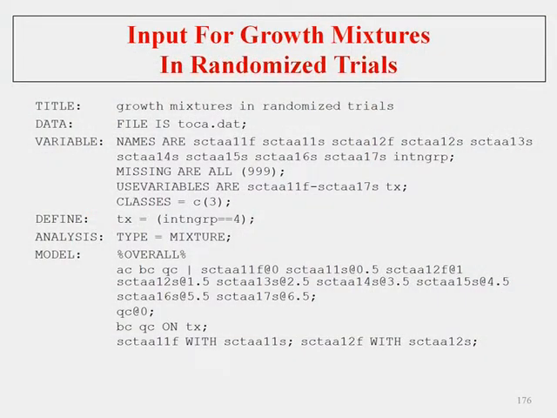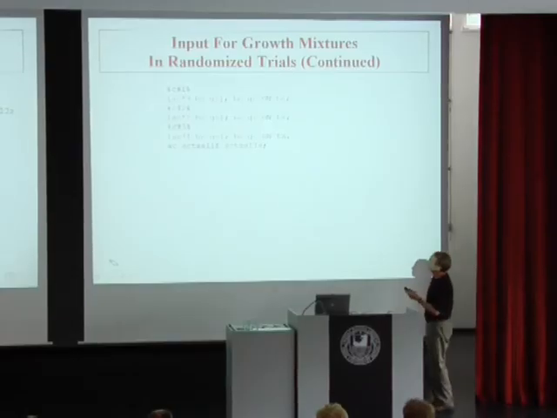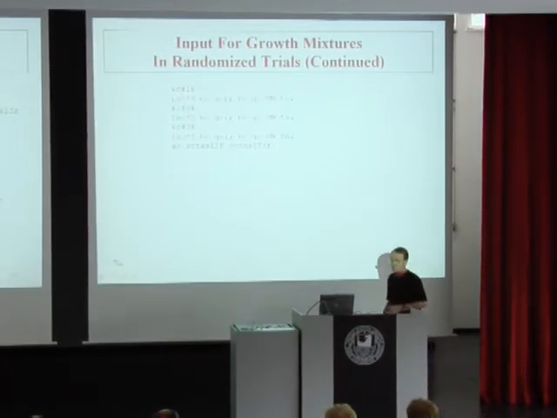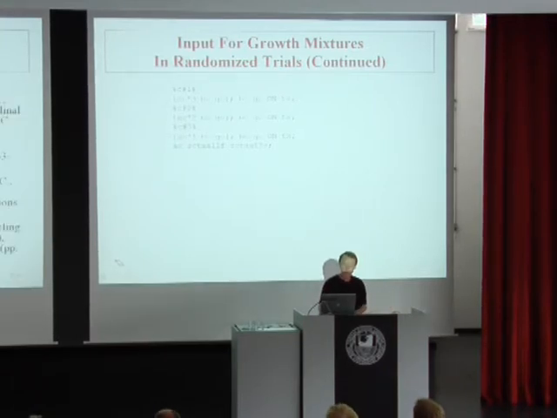And here are the regressions, the treatment effects affecting the linear and the quadratic slope differently in the 3 different classes. You could also talk about the means of the growth factors here, but you don't need to do that. That's handled by default. So there's nothing new there, really.